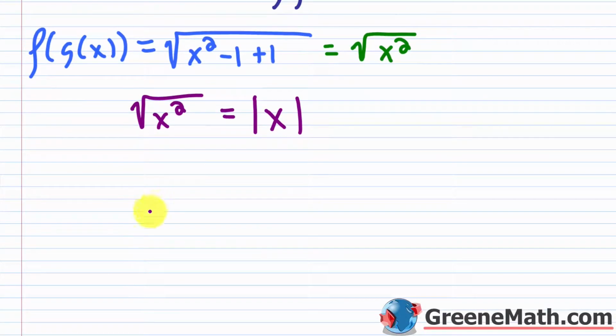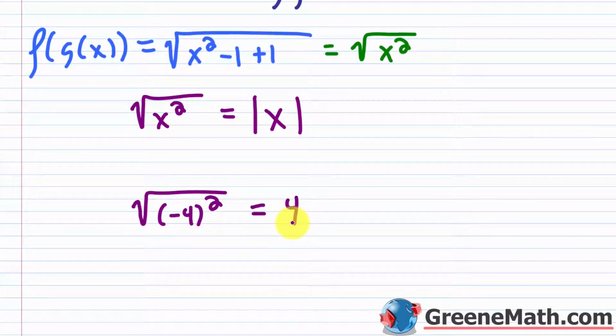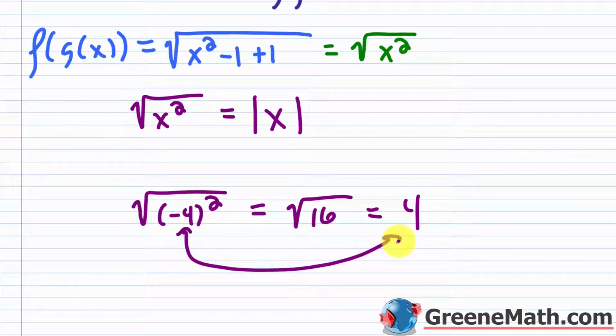Let's say I took the square root of something like negative 4 squared. Okay, I have a negative 4. So this is not going to be equal to negative 4. It's going to be equal to positive 4. Why? Because negative 4 squared is done first. So negative 4 squared, that quantity is 16. Now you have the square root of 16, which equals positive 4. So this became positive. So you have to be careful about this, okay?